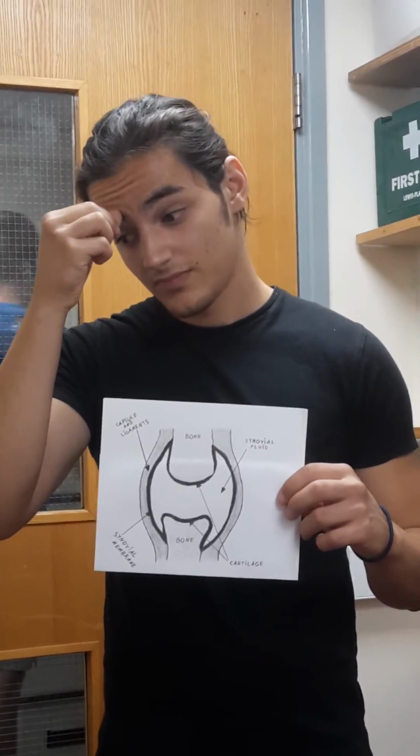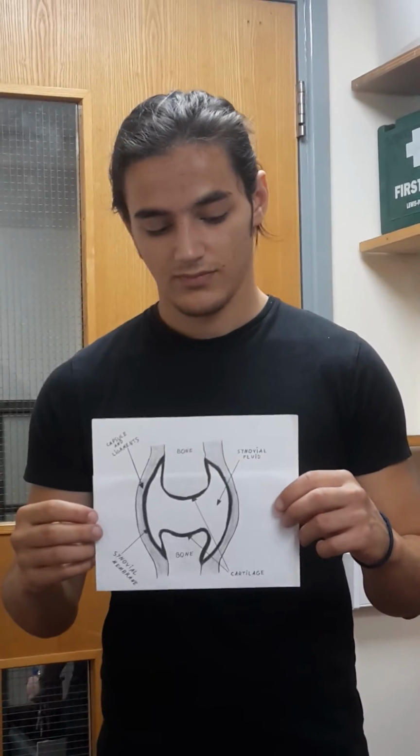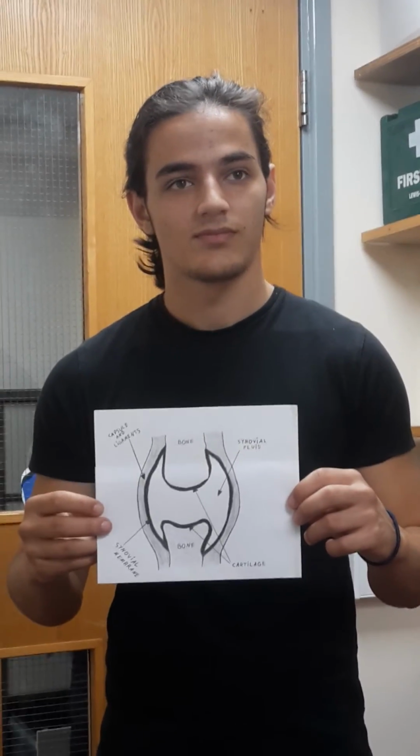The ball and socket joint has the most movement because it has a lot of synovial fluid. Therefore, the gliding joint has the least movement because there is hardly any synovial fluid.